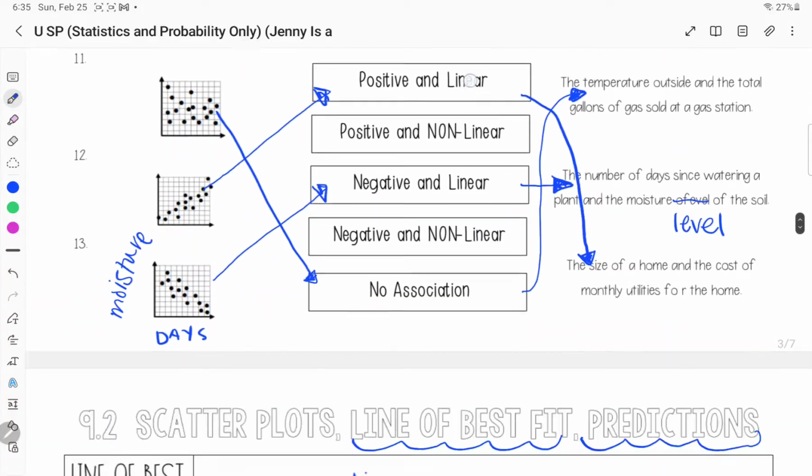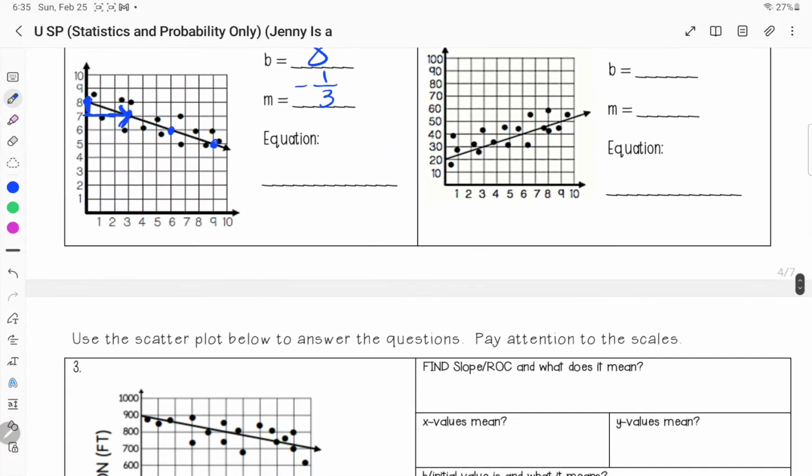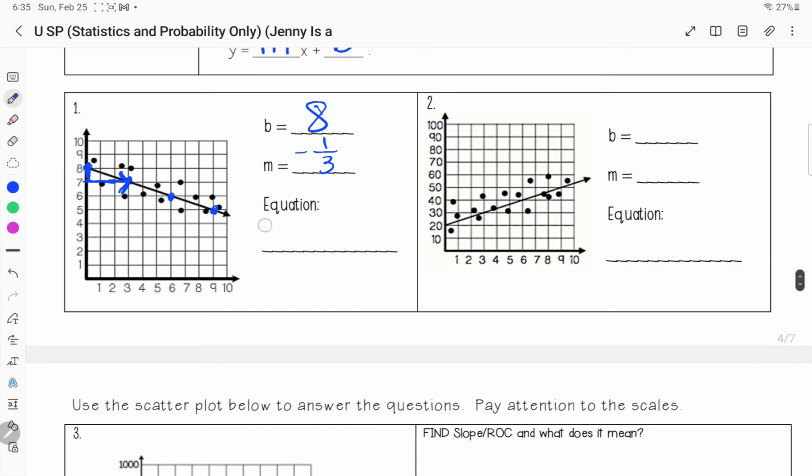So now I found my M and B. Now I'm going to take those and I'm going to replace it into y equals mx. Remember that x goes off to the side or on top, never on the bottom, plus b, or 8 in this case.